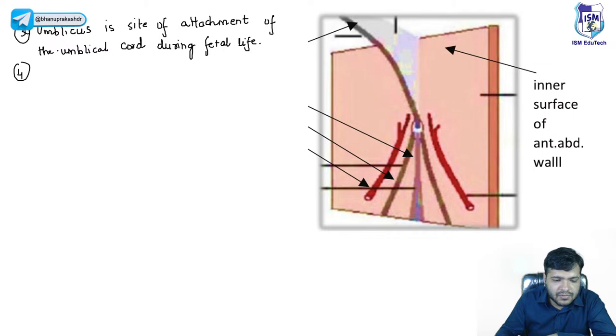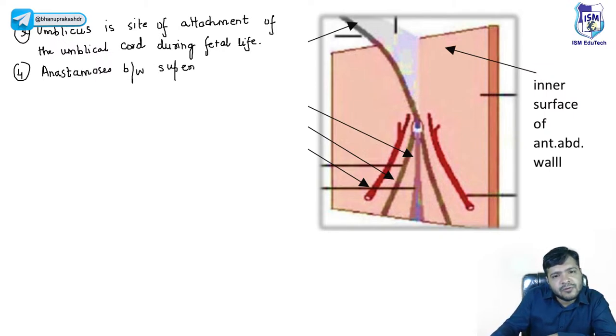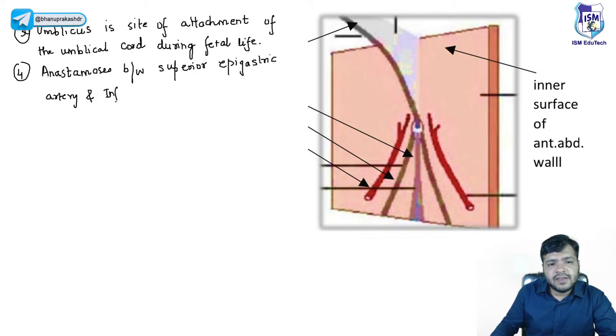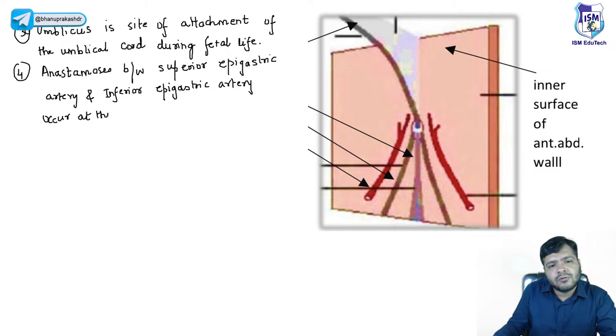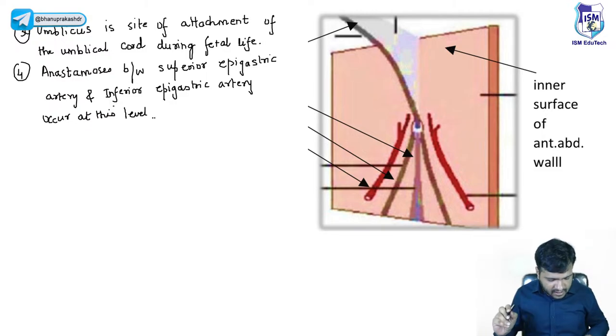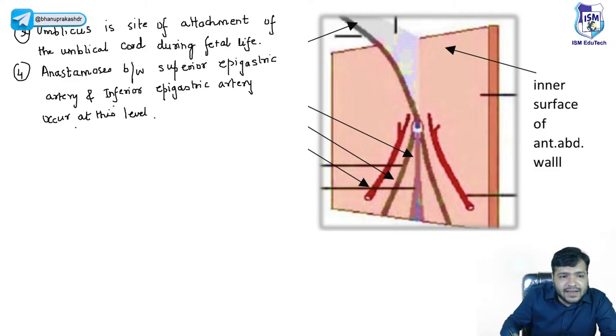Now, anastomosis between the superior epigastric artery and the inferior epigastric arteries occur at this level. Superior epigastric artery कहां से आ रही है, inferior epigastric कहां से आ रही है, अभी हम विद इन 10 मिनट्स वो डायग्राम बनाएंगे तो अपने आप क्लियर हो जाएगा. और उसका दे आर मीटिंग एट द पॉइंट ऑफ द अम्बिलिकस, राइट? Now, the final point, and that is something very, very important. इसको डॉलर लगा लेना, ठीक है?